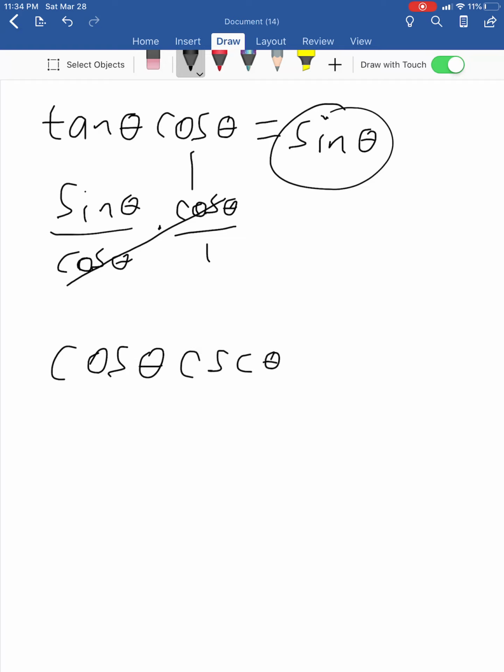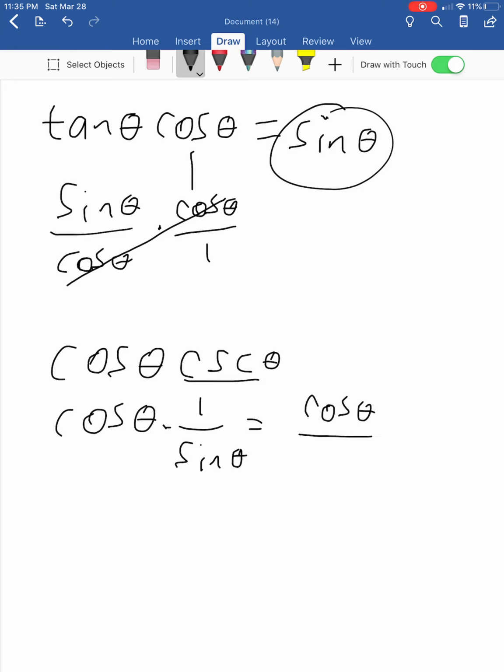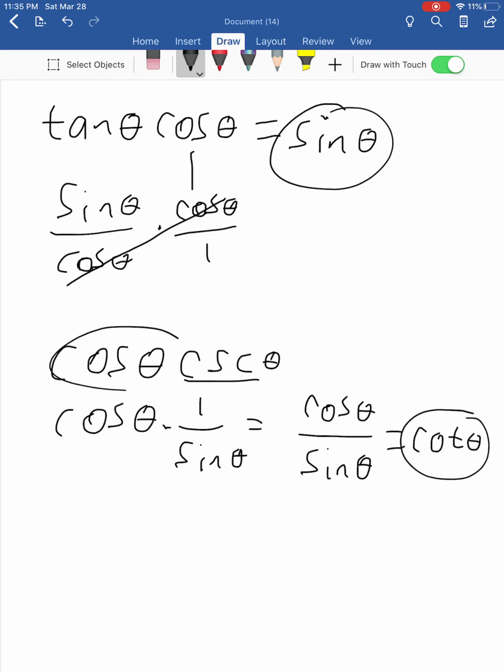Okay, so we got cosine. I'm not going to change anything there. Cosecant I can rewrite as 1 over sine, right? And then when I put these two together, I would get cosine over sine. And from the other module, we learned that cosine over sine is cotangent. So this expression here is equivalent to cotangent.